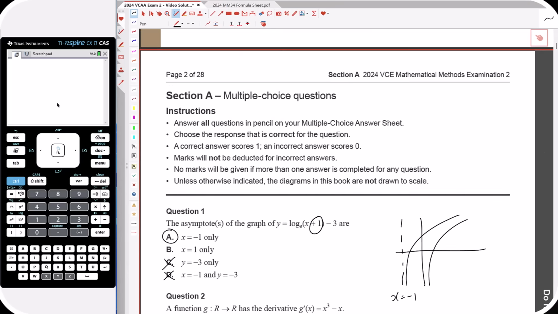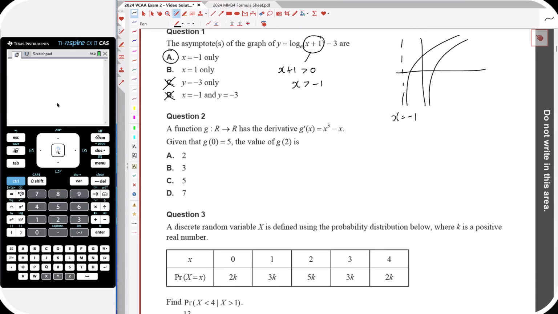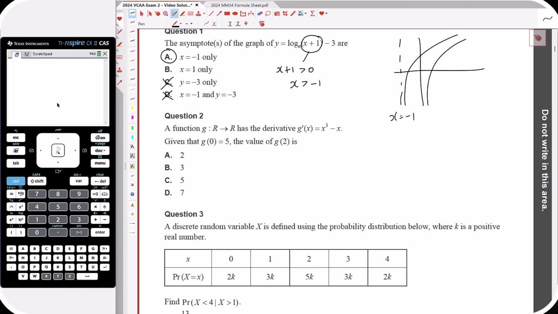The other thing, rather than a graphical process, is an understanding of the fact that the thing inside a log has to be positive. So x plus 1 has to be bigger than 0, which is why the asymptote is at x equals -1, and why the domain is x greater than -1, and that means the asymptote is at x equals -1.